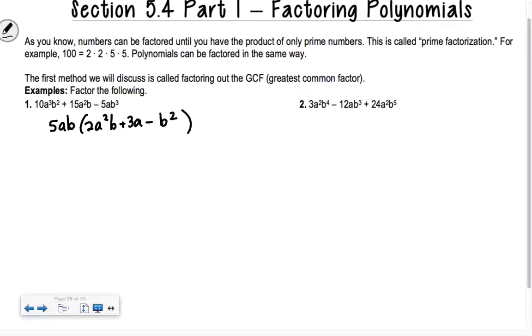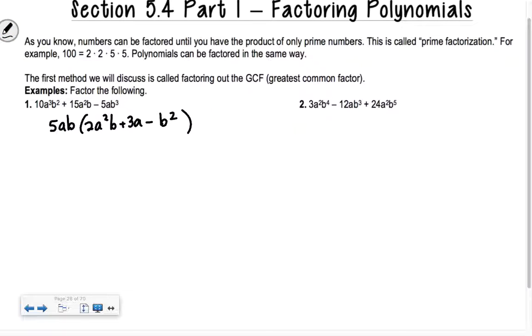Do you guys see that? So if I wanted to check and I multiplied this back in, I would get 10 a to the 3 b squared plus 15 a to the second b minus 5 a b to the 3. Right? Do we have that? All right, everybody understand that? All right, so let's do this on the next one.